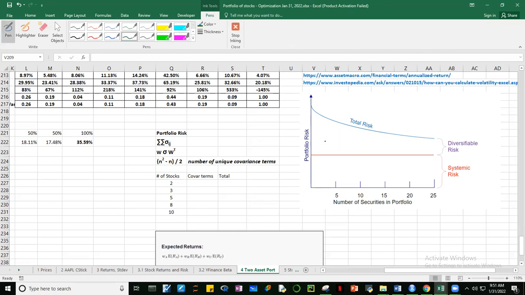Okay. So if you take a look at this, as we include more assets in our portfolio, ang nangyayari guys, bumababa yung risk. Until such time that, okay, kahit na dagdag ka pa ng dagdag ng assets, hindi na bababa yung portfolio risk. Okay? Now, this indicates that there are two types of risk.